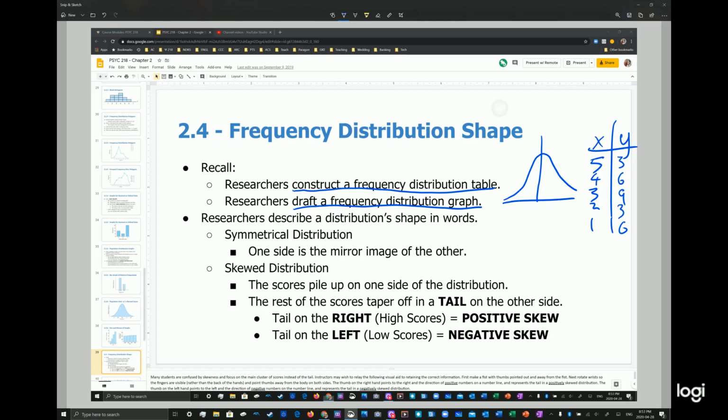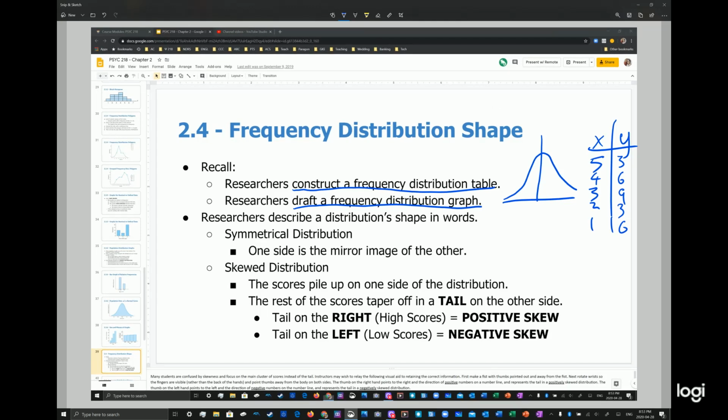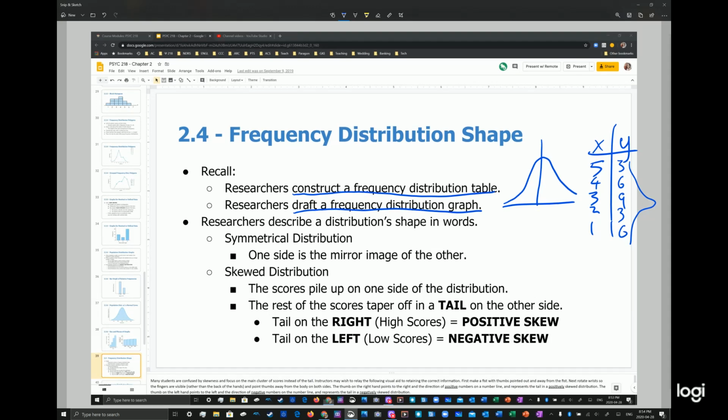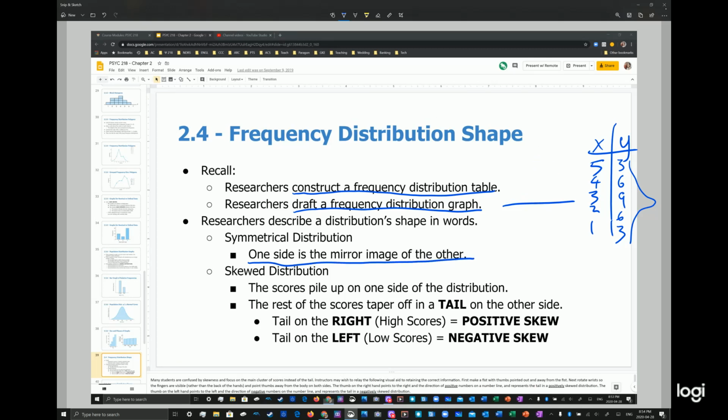Well, the middle is 3, x equals 3, and it has 9, and then it sort of piles up like this. And it's still symmetrical because the numbers are the same. The upper half and the lower half are the same. So you can start describing it like that. Symmetrical distribution means one side is the mirror image of the other. I'll redraw this one. Like that.